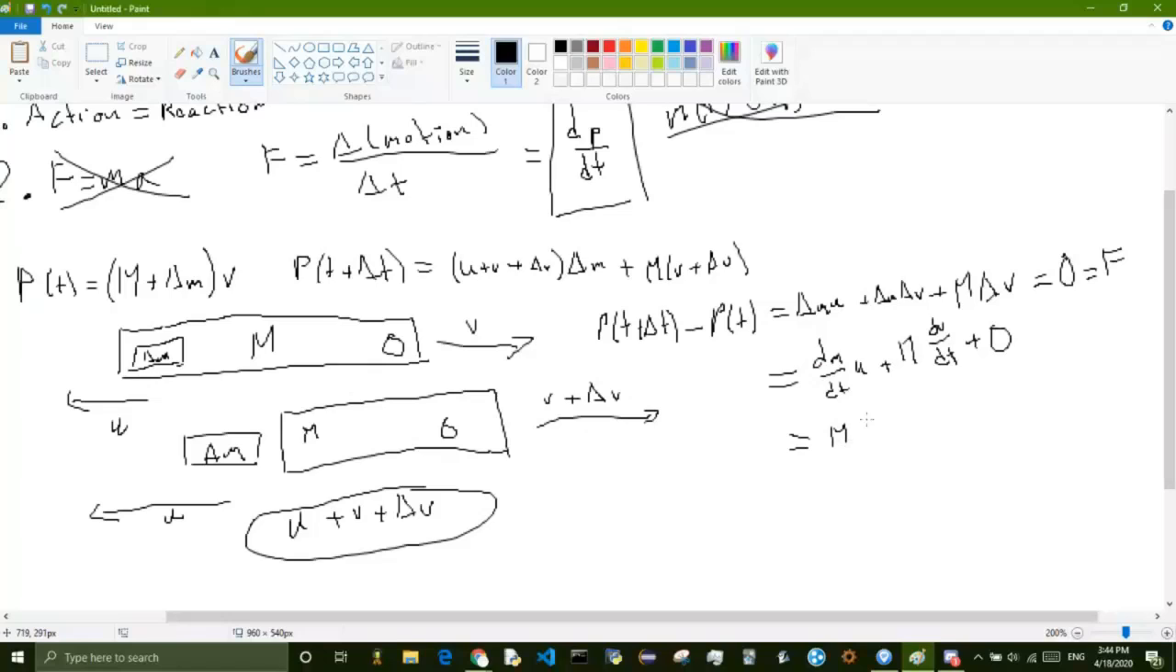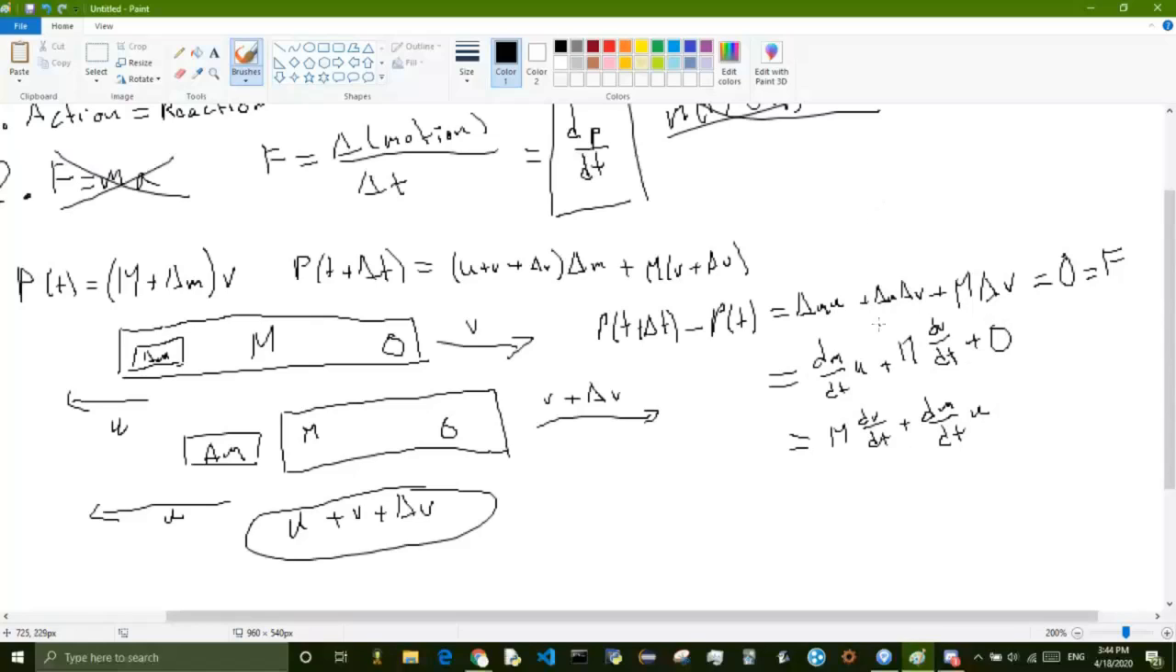M dv dt plus dm dt. Wait, how come with big M delta V, it was dV over dt, but with delta M delta V, the delta V just goes to 0?